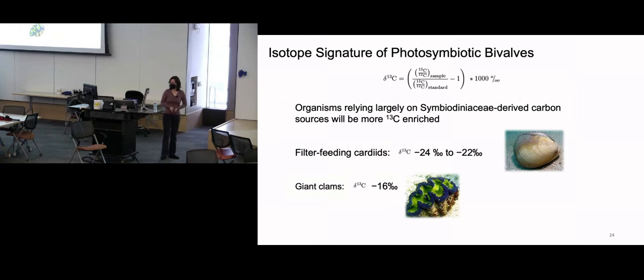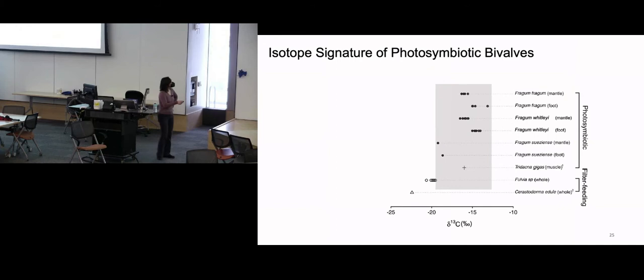Right, so we did that, and these are our three different species. And we can see that, yes, there are actually differences in their carbon isotope signature. So for these shallow species, those two that were living together, their delta C13 largely is consistent with the giant clam, which really largely relies on photosymbiosis, right? It's around minus 16 or something. They fall in the same group.